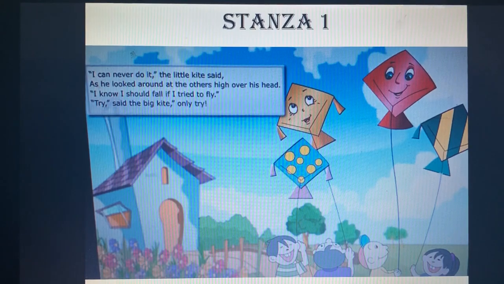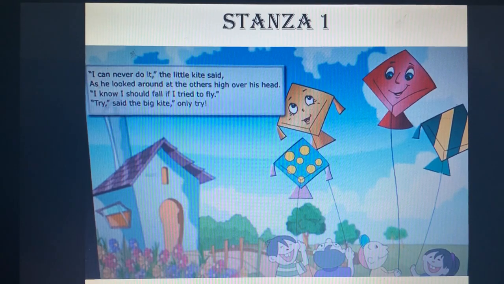Can you see there are many kites in the sky, and there are the students flying the kites. Now see the expression of the kites, then only you will be able to understand the poem. You all have to look at the pictures also. Fine, now let us start.